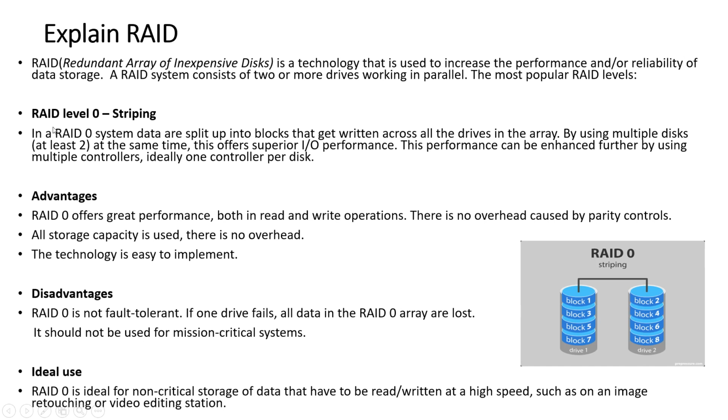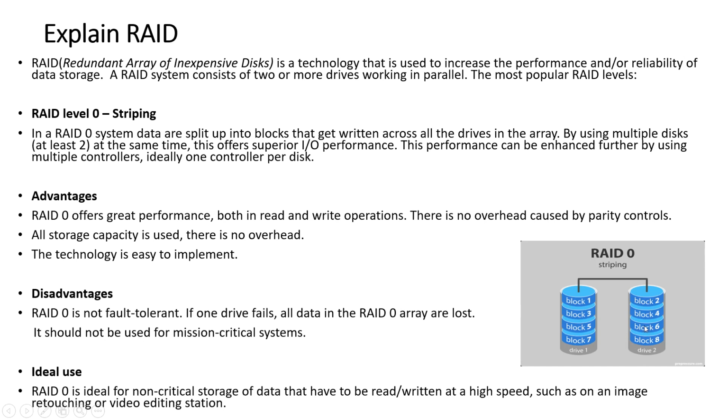So the first one is RAID level 0. Now this level 0 is used for storing the data. While storing the data, it splits the data into different drives. As you can see here, we have 2 drives, and whatever data is put up is alternately put into the drives. It is split up across both of the drives.